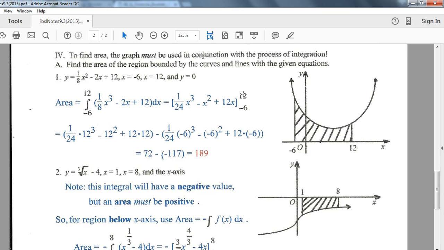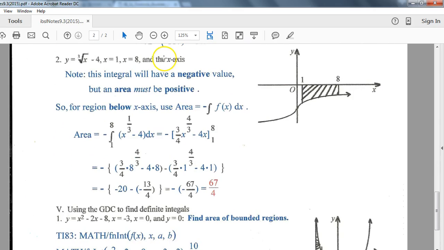And so we're going to start by plugging in a 12. That's what you're seeing in the first parentheses. We will then plug in the -6, and then we're going to separate those answers with a minus sign. And again, use of parentheses is important so that we can take care of the double negative and get this guy right here.